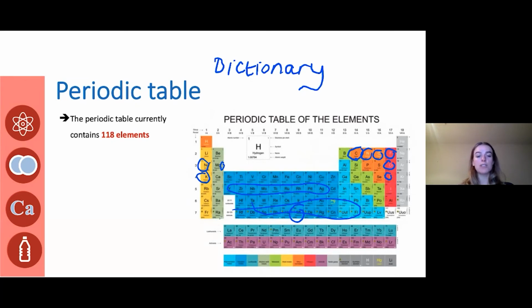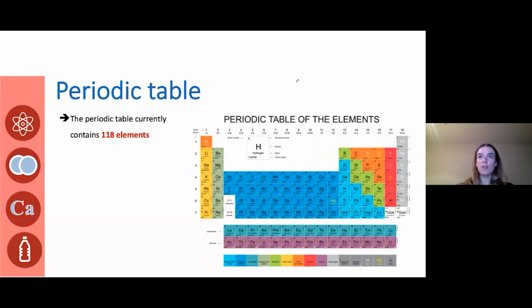But what we do need to know is how this thing works. So if I want to find out the name of the element, I look under the symbol. If I want to find out how many protons it has, I look at the atomic number. If I want to find out the total atomic mass, which is the number of protons added to the number of neutrons, I look at that number below it.